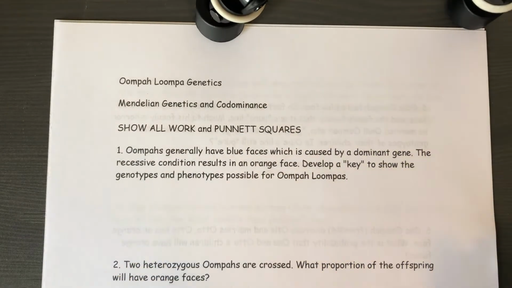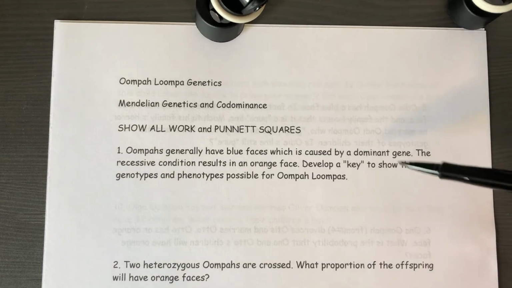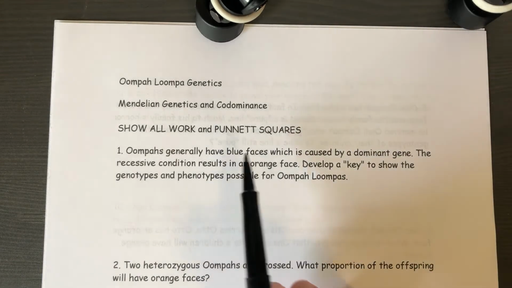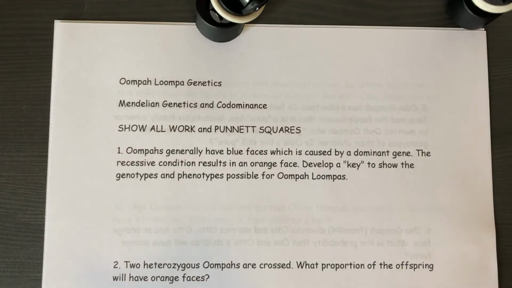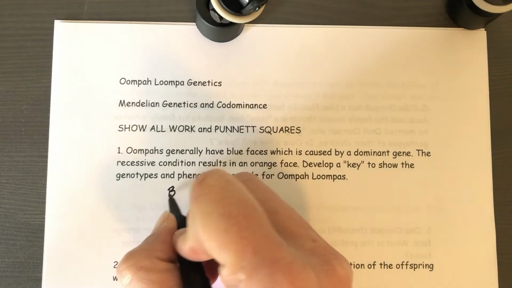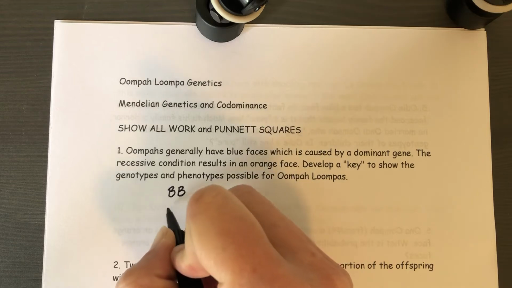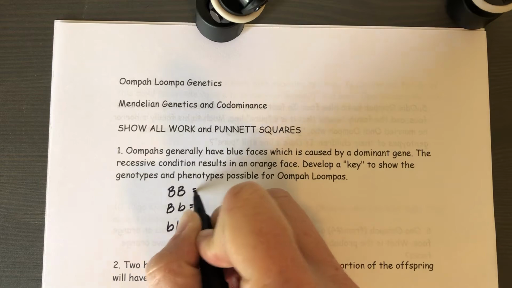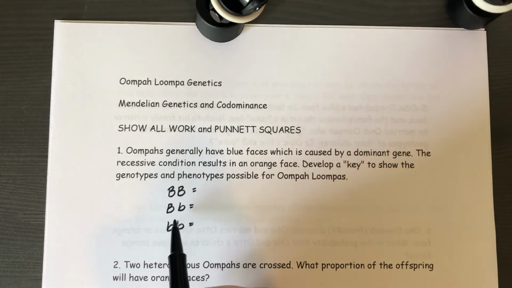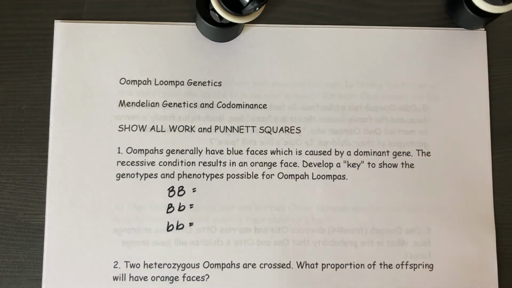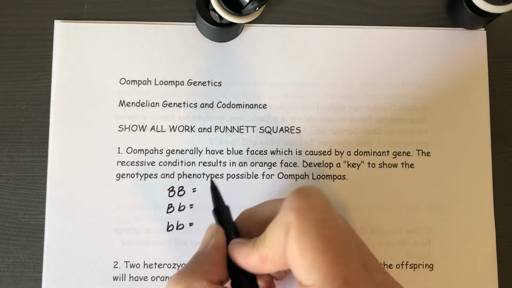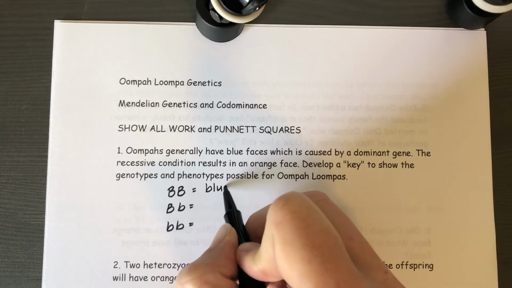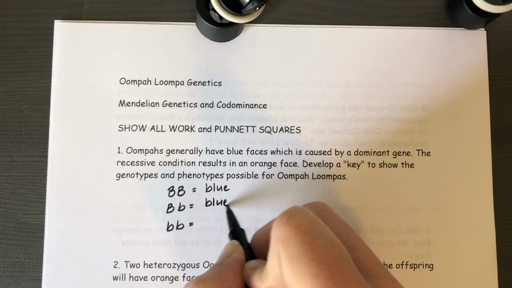All right, so Oompa Loompas have faces, and they can have 2 colors of faces, either blue or orange. And we're going to develop a key to show the genotypes and phenotypes. I tell you here that blue faces are the dominant phenotype. Because B is a good letter, I'm just going to go ahead and use B for blue as our key. And then there are 3 options, right? You can either be homozygous dominant, heterozygous, or homozygous recessive. Homozygous dominant, they are going to be obviously blue-faced. Heterozygous is going to be blue-faced.